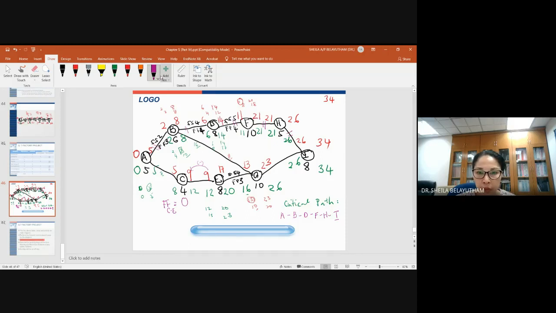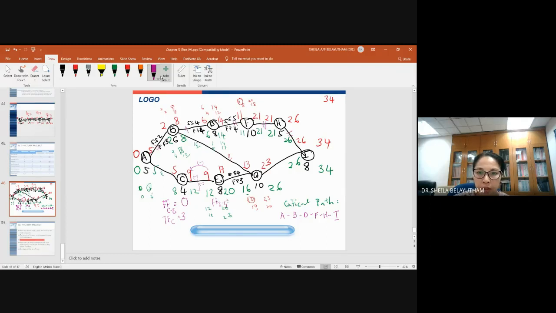Okay, total float, your late finish minus your early finish, or your late start minus early start. So total float for activity C is 3. Okay, so next one for activity E. So what is the total float? What is the free float for activity E? So activity E is having relationship of E to G. Okay, so there are two relationships here. Okay, so you might want to calculate both as well just to compare.